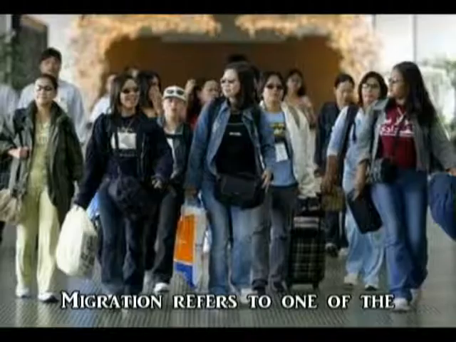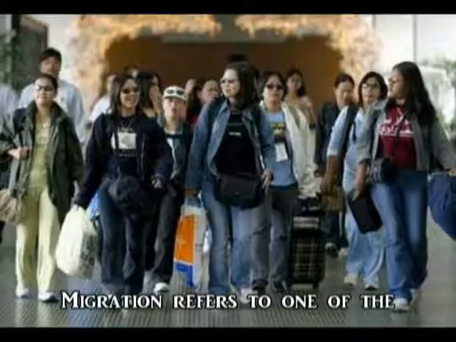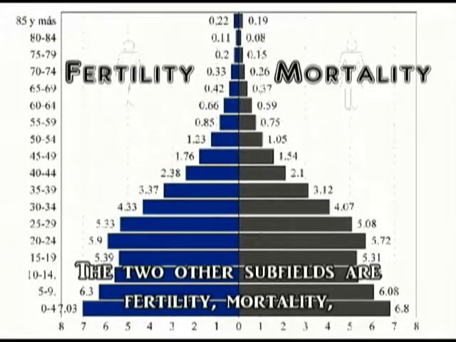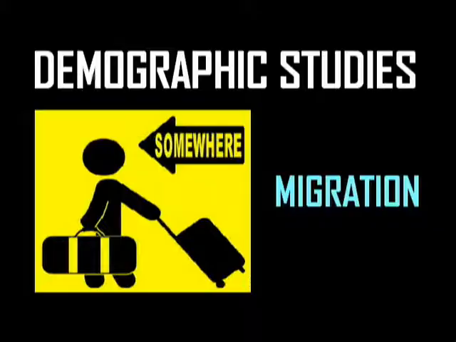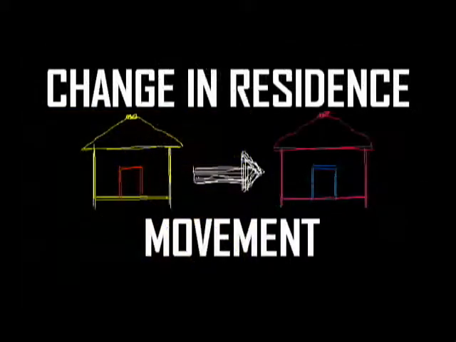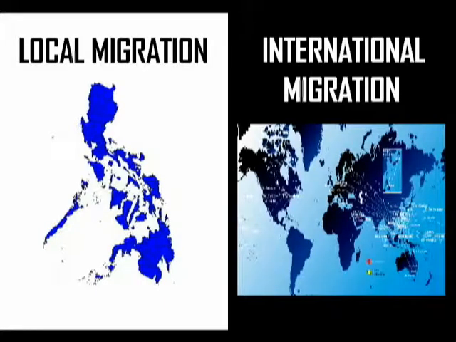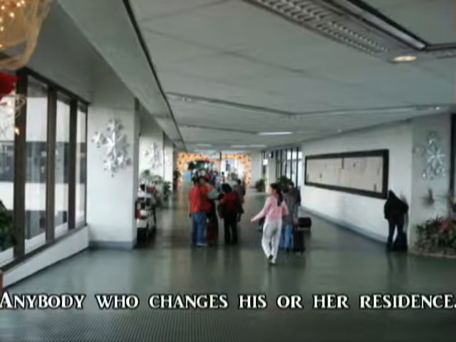First, what is migration? Who can be considered as migrants? Migration refers to one of the three major processes in demographic studies. The two others are fertility and mortality, and the third is migration. Migration basically refers to change in residence or movement. You have local migration and you have international migration. Who can be considered migrants? Anybody who changes his or her residence.